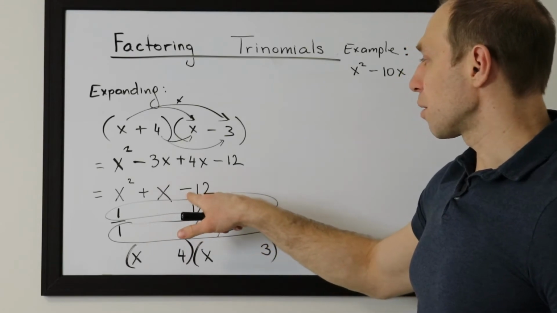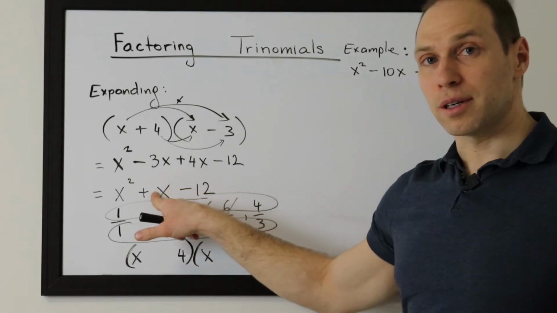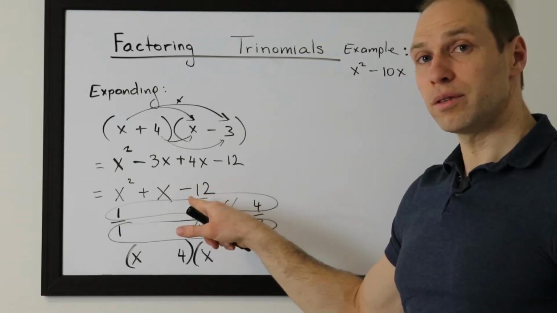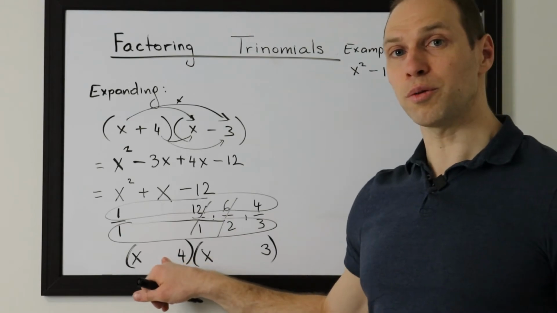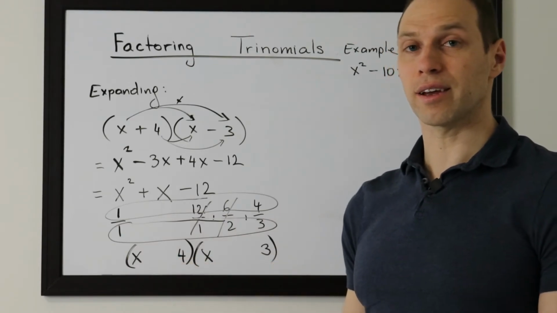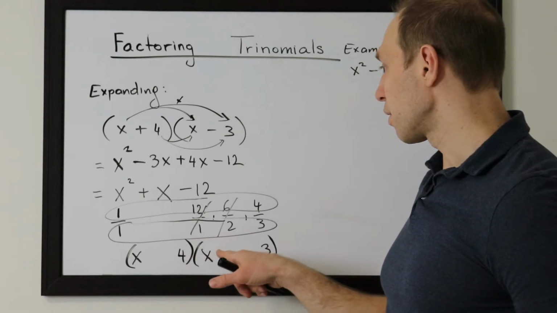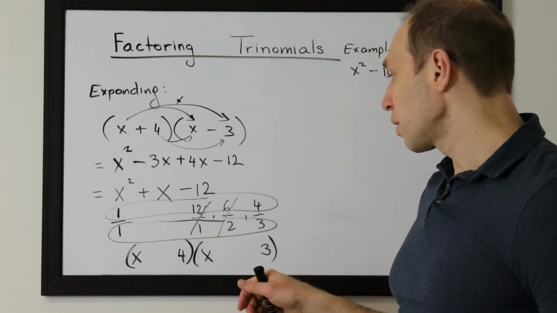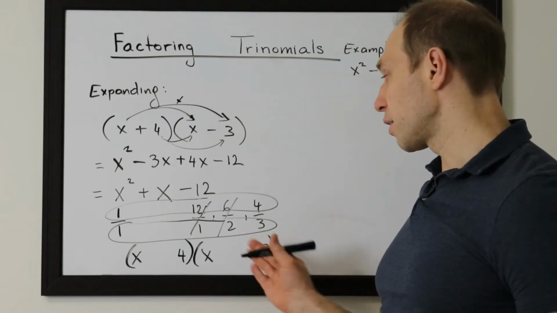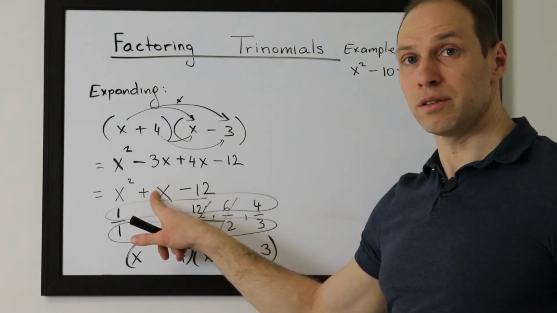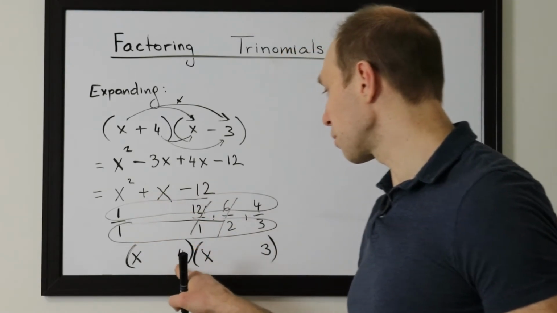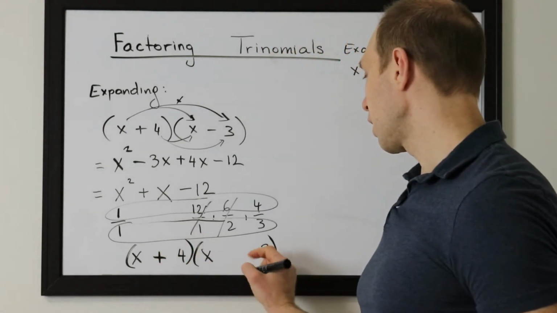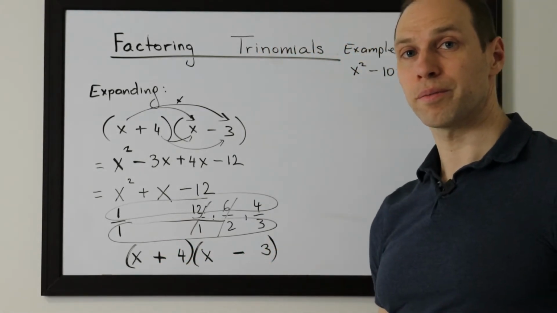Our answer says that the middle number is positive and the last number is negative. In order for us to get negative 12, I hope you remember, when we multiply a positive and a negative number, our final answer becomes negative. And that's what we're going to try and do. We're going to have a positive sign and a negative sign. Because the middle number is positive, our biggest number between these two numbers, our greatest number, has to be positive. And our smaller one is going to be negative.